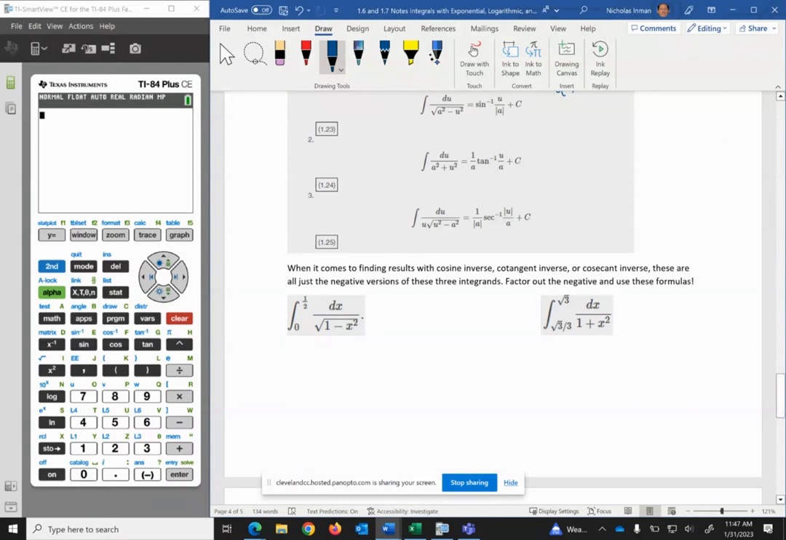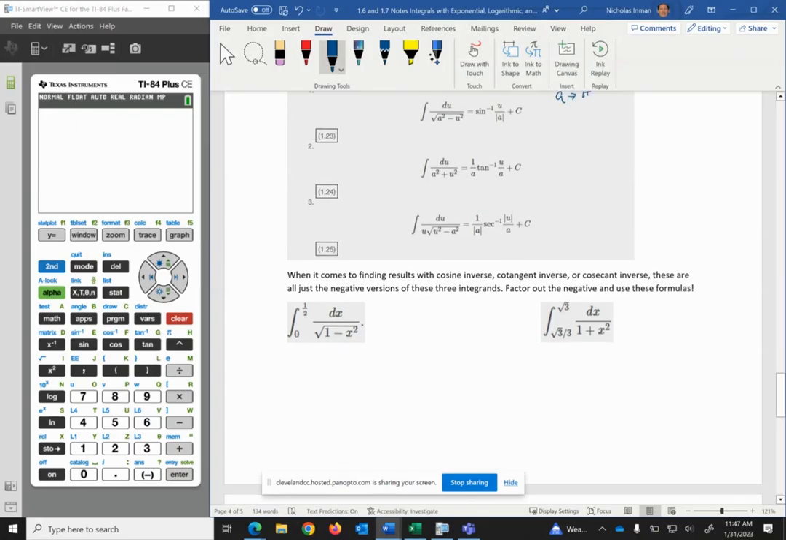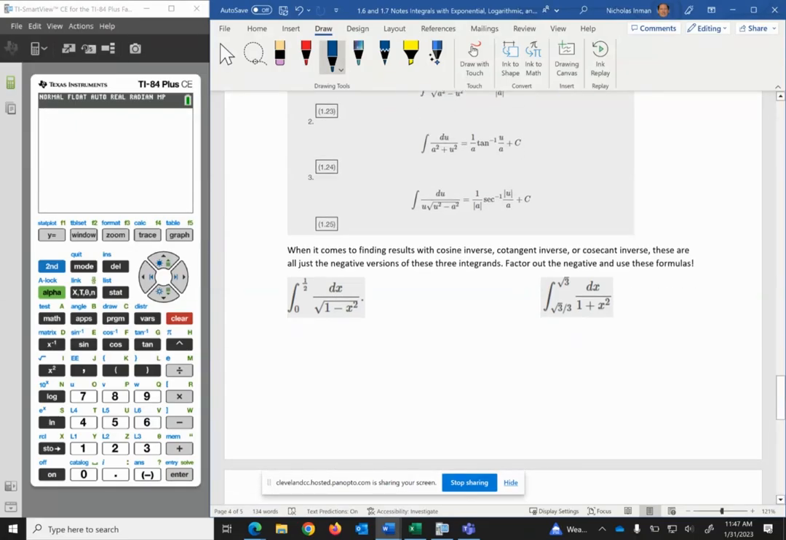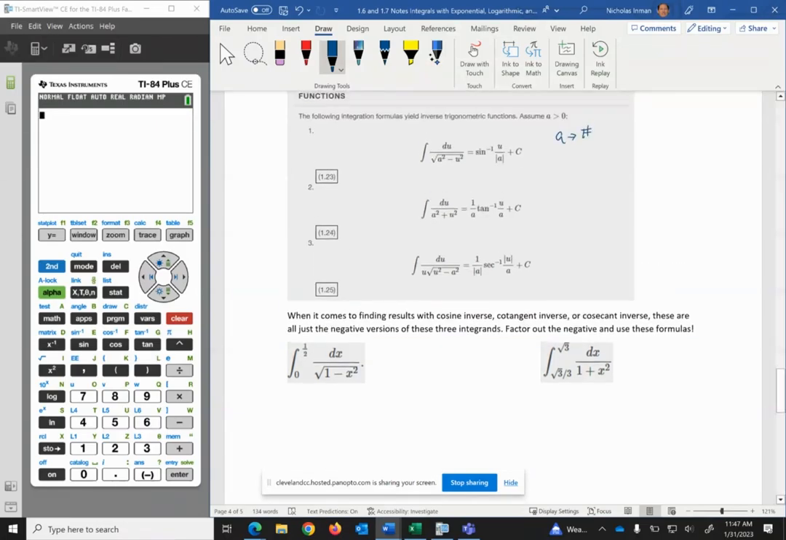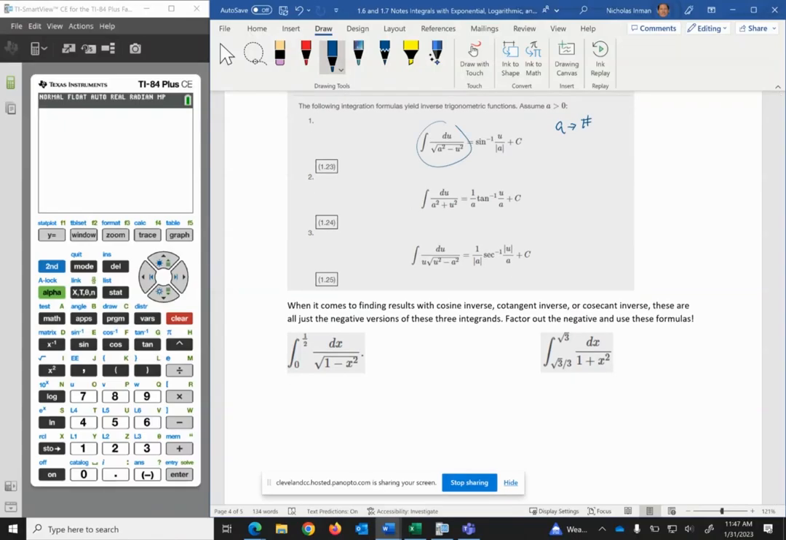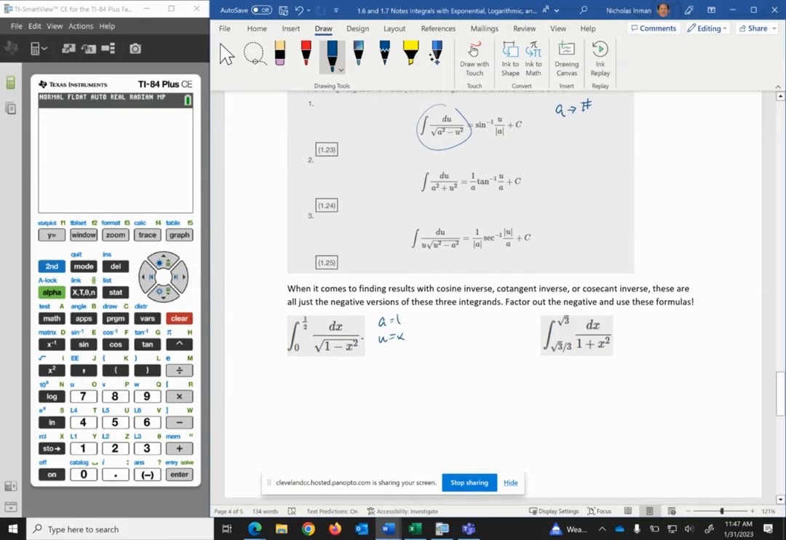Okay, so to try these out, we are basically just following one of these three formulas to do this integral. We are integrating from 0 to 1/2 of dx over the square root of 1 minus x squared. Well, that is pretty much that exact formula. Our a is equal to 1, and our u is equal to x. 1 squared is 1, and u squared is x squared. So we basically just go straight to this formula.